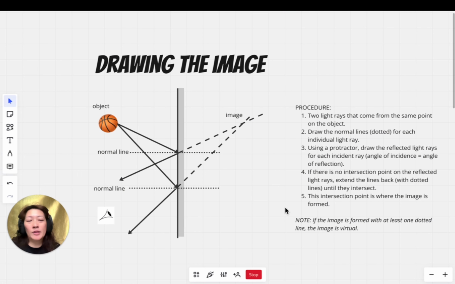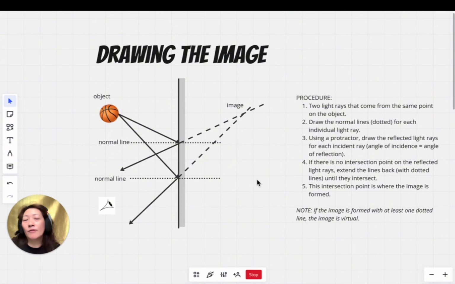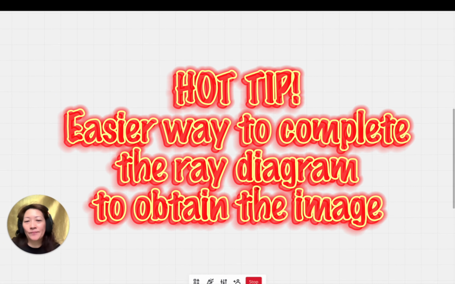Just a note, if the image is formed by at least one dotted line, the image is virtual. To understand this a little bit more, I have covered this in my video about thin lenses. For now, we already know that the image formed by a plane mirror is virtual. So now that you understand how to draw the image, I'll show you a faster way to obtain the image.